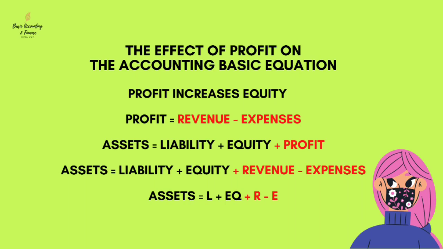Profit is accounted as revenue minus expenses. So what is the new accounting equation once revenue and expenses are included? It is assets equal liability plus equity plus revenue minus expenses. Now, we will go through some examples using this new equation.